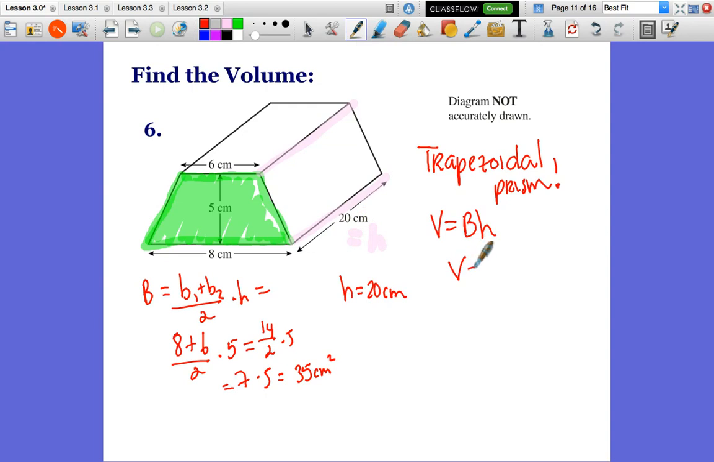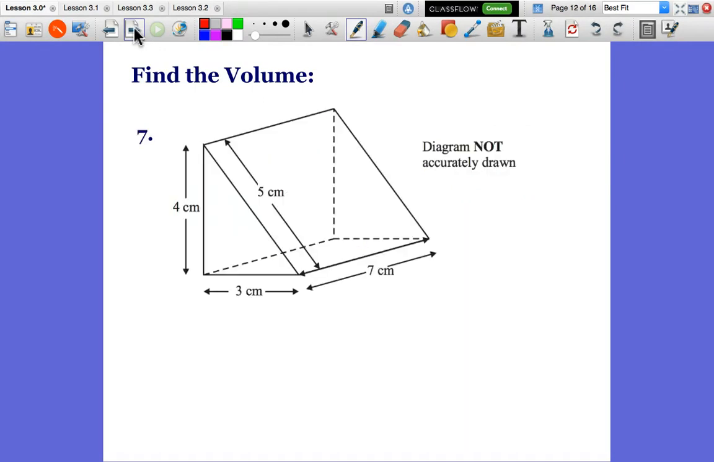So to find the volume, you're going to do 35 times 20. Is that 700? Yes. 700, and don't forget units, centimeters cubed. A few more, we're going to finish up.